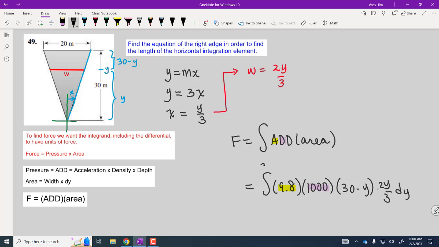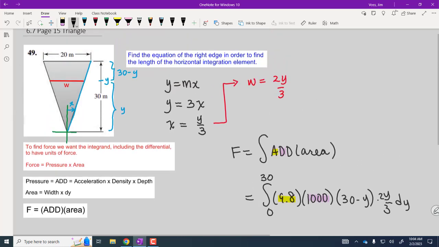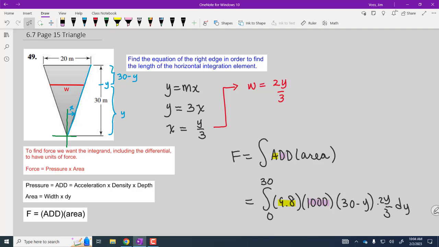And they say the water goes all the way to the top, so it's going to be 0 to 30. We have horizontal strips all the way from 0 up to 30. Any questions on that setup before we evaluate?